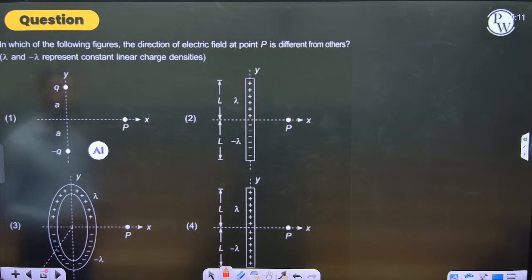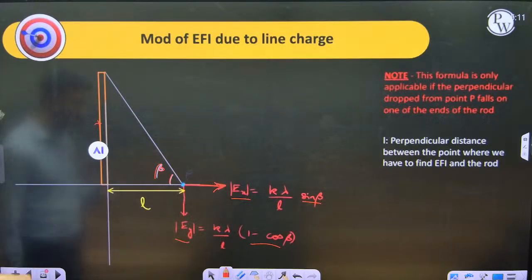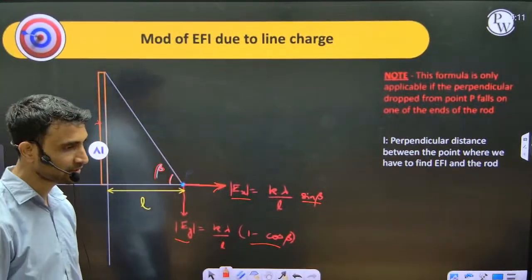Now, in which of the following figures is the direction of electric field at P different from others? You might want to take down the formulas because we'll be using this.